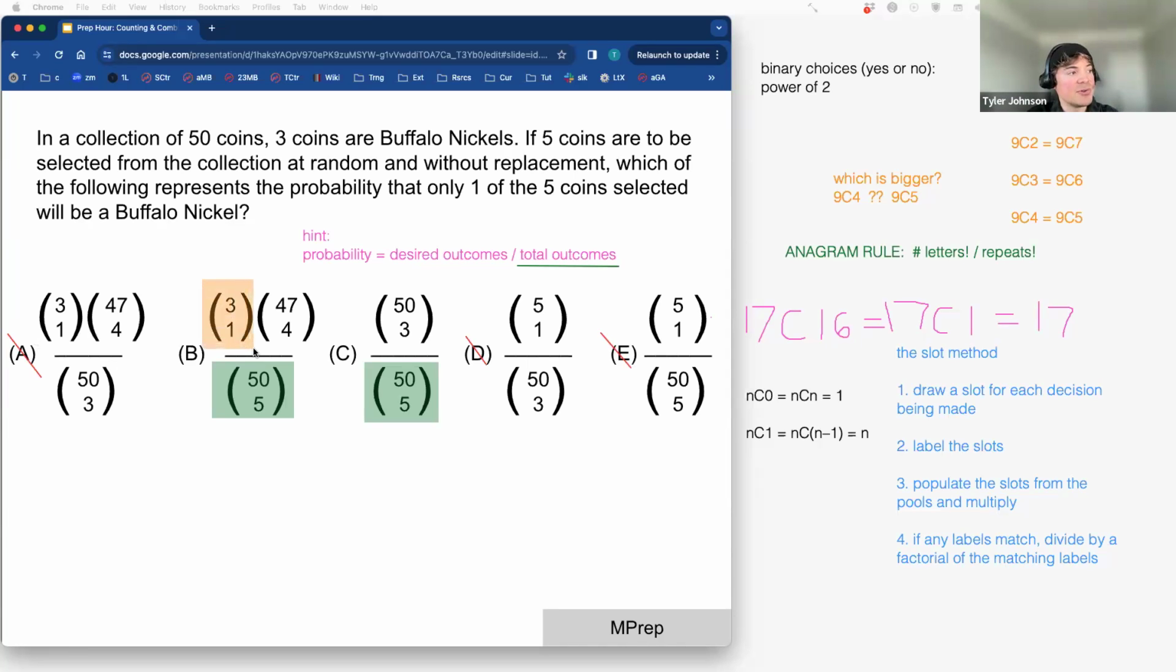What I have here, 3 choose 1. If I only want one of the coins to be a buffalo nickel, then I must be choosing one of the 3 buffalo nickels. And then the other 4 are just the 47 unknown coins. So from the 3 that are buffalo nickels, I must pick 1. From the 47 that are not buffalo nickels, I must pick 4. And my probability is going to be that number out of the total ways to pick any 5 coins out of 50. So answer B is correct.